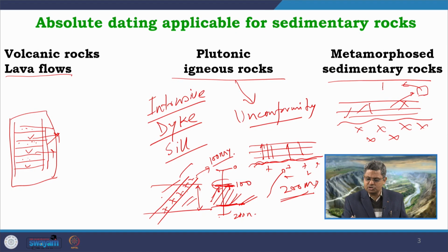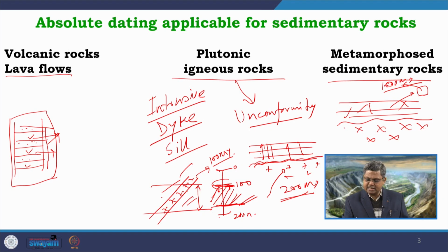Say again the age of metamorphism is 100 million years. From the metamorphic mineral, maybe using the potassium argon method, we are determining the age of metamorphism as 100 million years. So, definitely the sediment layer which is now metamorphosed was deposited before 100 million years, because then only metamorphism has started.